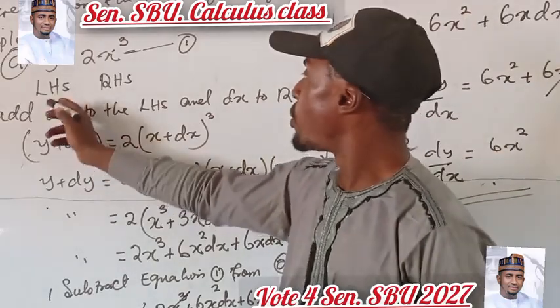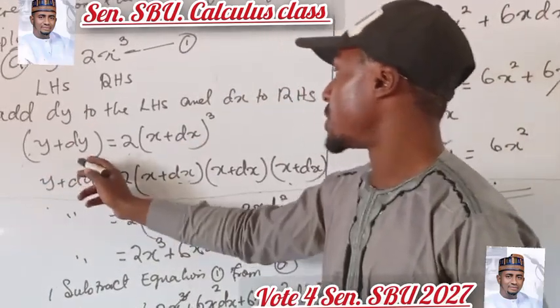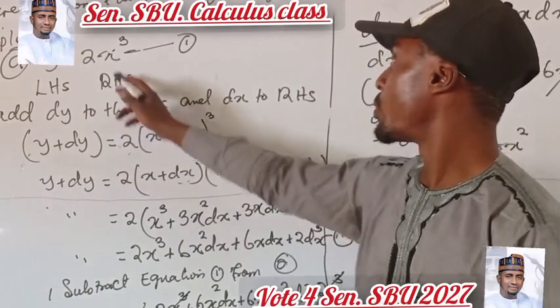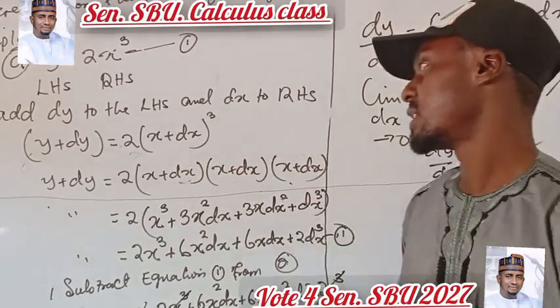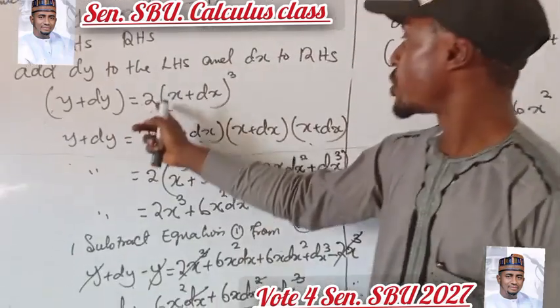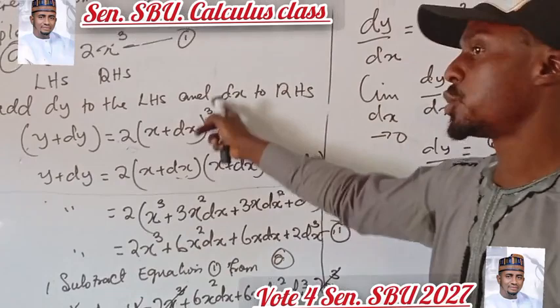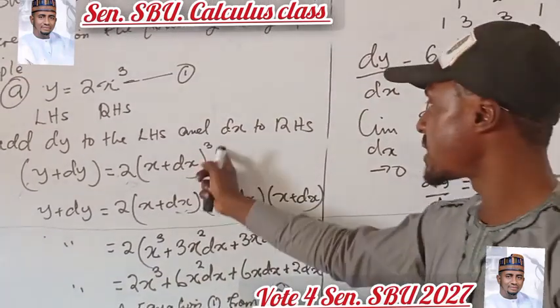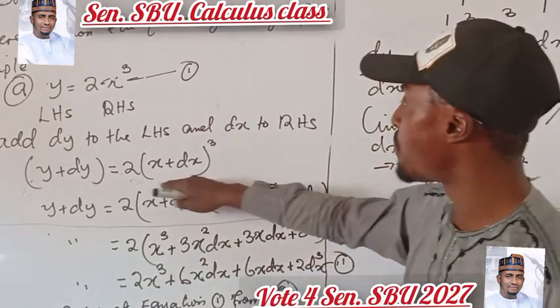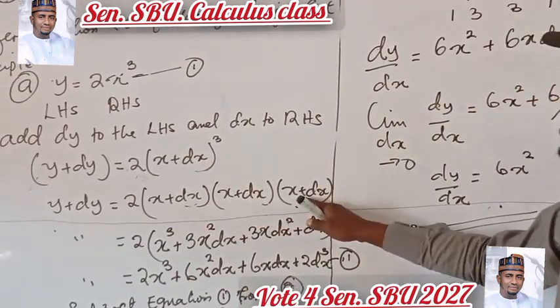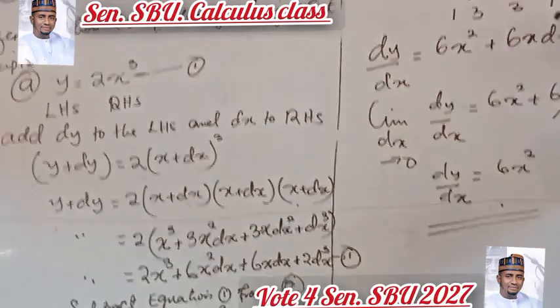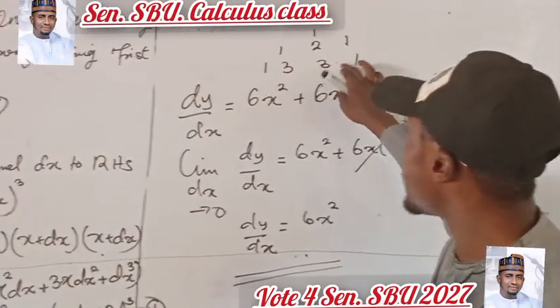Now, you add dy here, y will be y plus dy equals 2. Your 2 comes down, you add dx to the other side, that is the term in x will be x plus dx. Now, y plus dy is equal to 2 open bracket x plus dx cubed. Don't forget, on our right hand side, our x is in cube. That means we are opening this bracket in 3 ways: 2 times x plus dx, x plus dx, x plus dx. You use your Pascal expansion, 1, 3, 3, 1.